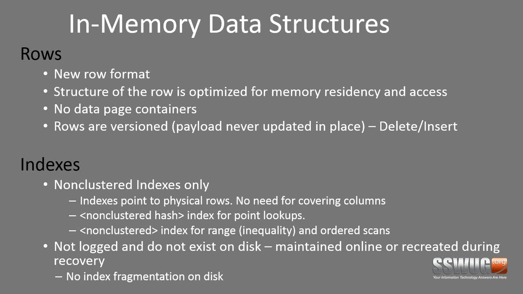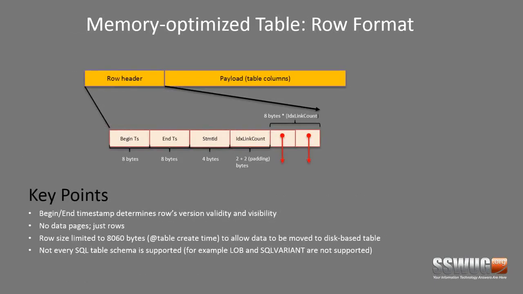So that is on the structures. Now, if you look at the row, we have a row header, and then there's a payload, which is the columns. From a semantic perspective, even disk-based tables have a row header, and then you store the columns. So that is not any different, right? That's how it looks. But the row header is different, of course, and the payload is different. So what we have is two very important columns. The header has a begin timestamp and an end timestamp.